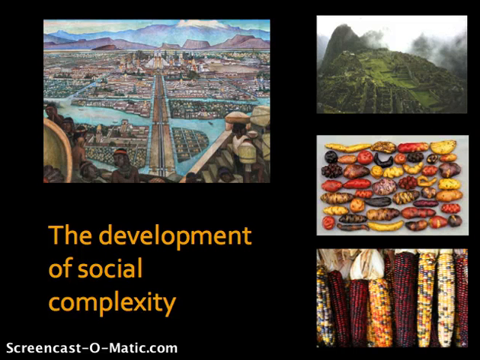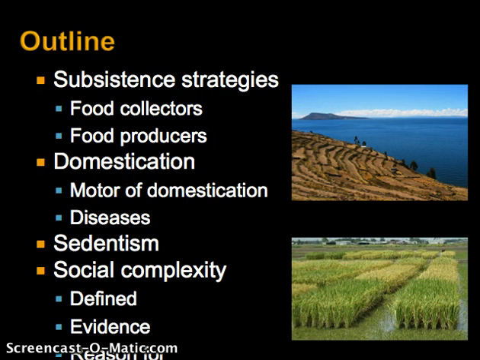In this lecture, I'll discuss the development of social complexity. First, I'll start with a discussion of subsistence strategies in two main divisions, food collectors and food producers. From there, I'll move into a discussion of domestication and sedentism, and talk about the driving force behind domestication, as well as some of the positive and negative impacts of sedentism.